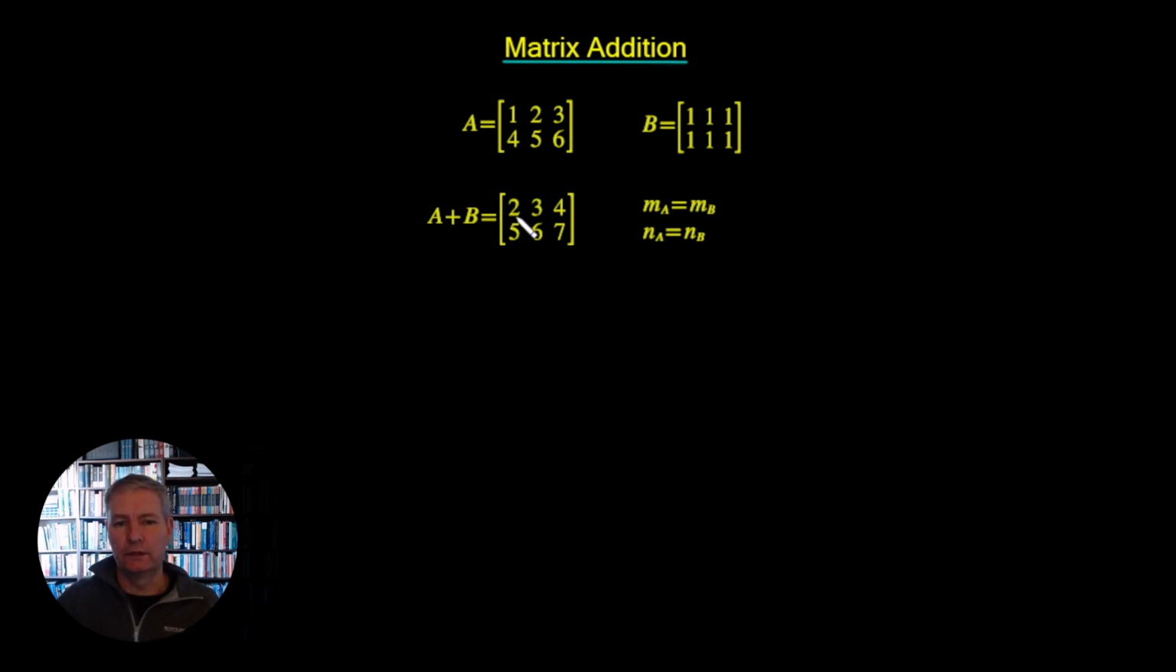Now another thing to note here is that it only makes sense whenever both matrices are of the same size. That is, they've got the same number of rows and the same number of columns. So for example, matrix A is a 2 by 3, therefore matrix B must be a 2 by 3. So we could say that if M is the number of rows, then MA equals MB, and if N is the number of columns, then NA equals NB.